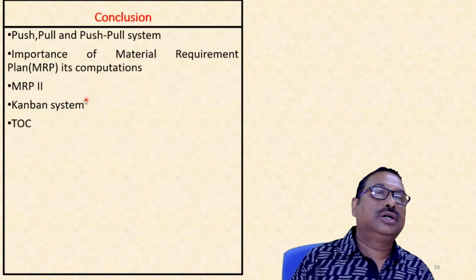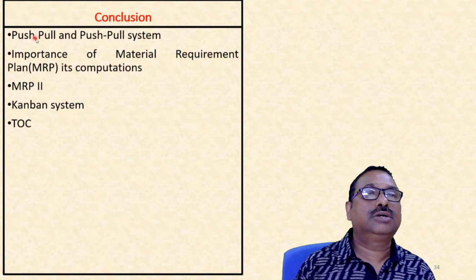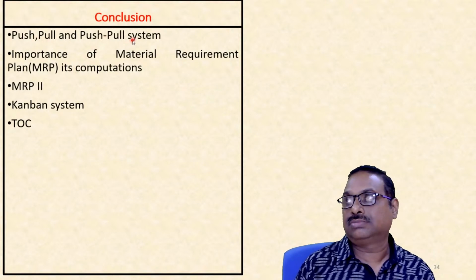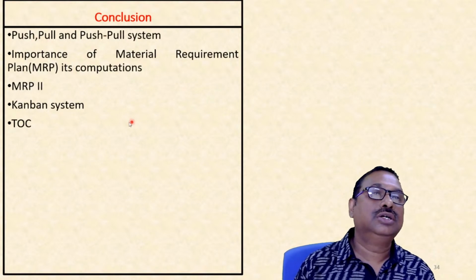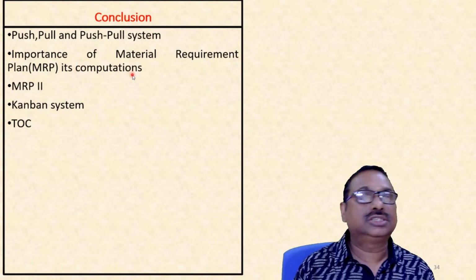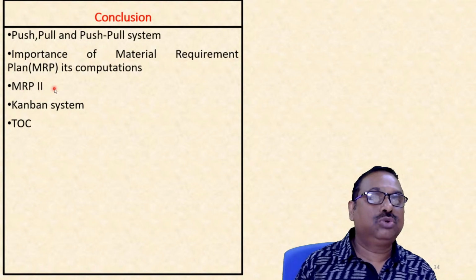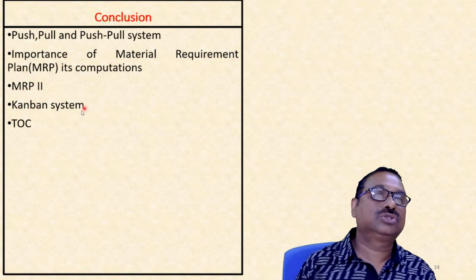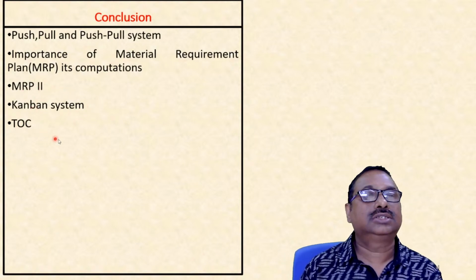To conclude, we have seen the push system, pull system and push-pull system, and the examples. The importance of material requirement planning and its computations. And MRP II also we have discussed, Kanban also, and theory of constraints also.